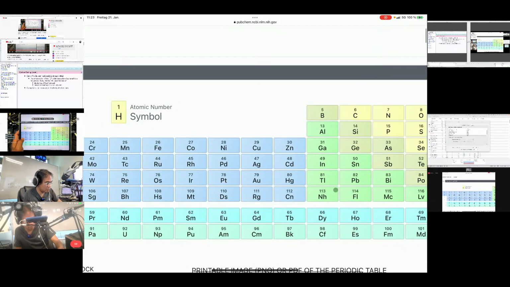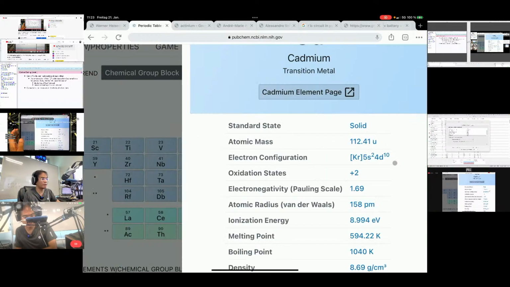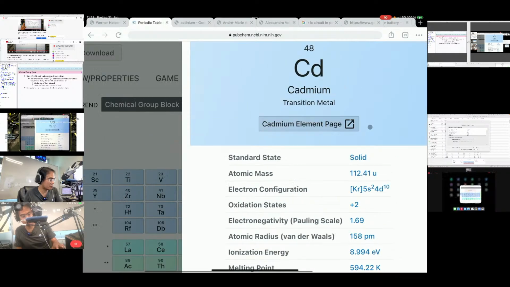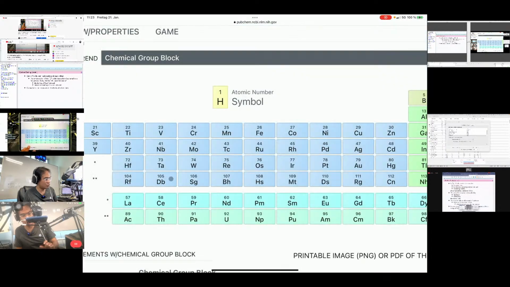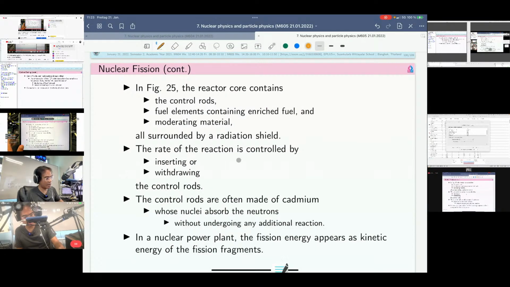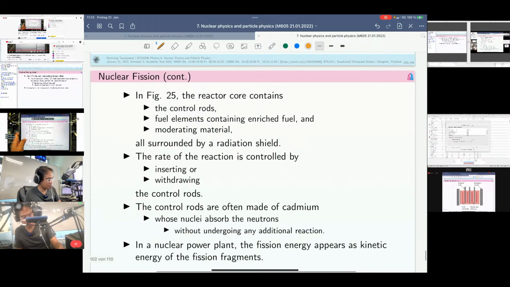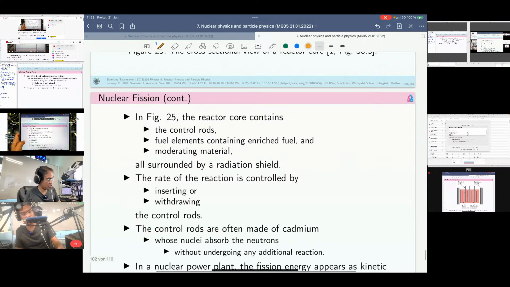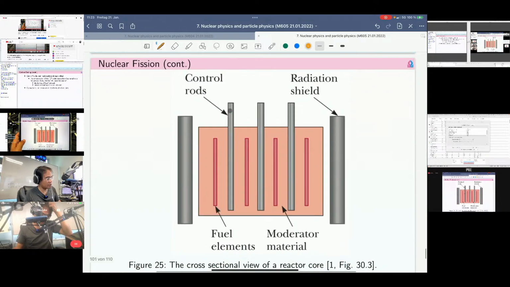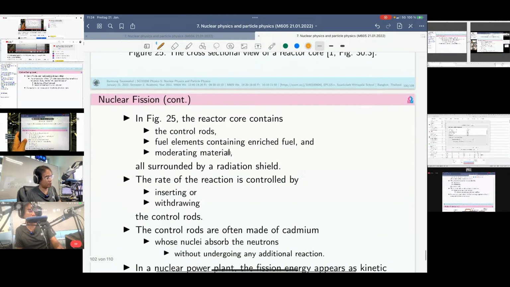Where is cadmium? There, D here. Okay, cadmium. Cadmium is a transition metal. We use cadmium in this application, for the control rod. The gray one here is usually made of cadmium, and the nucleus of the cadmium can absorb the neutron without any additional reaction.